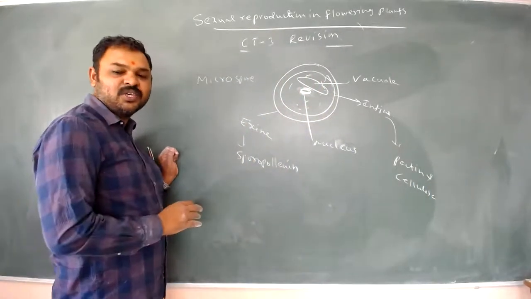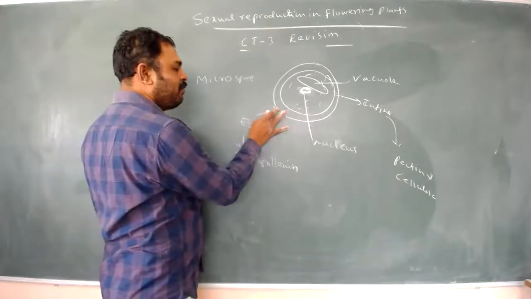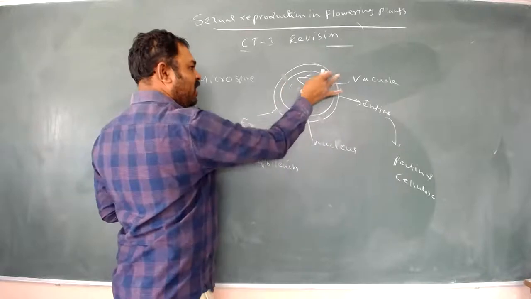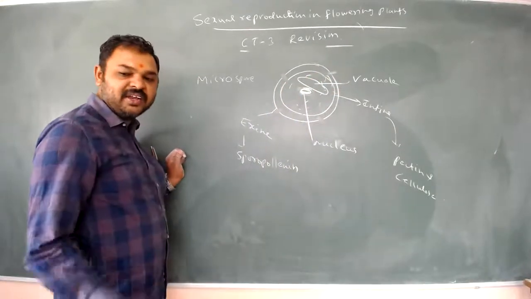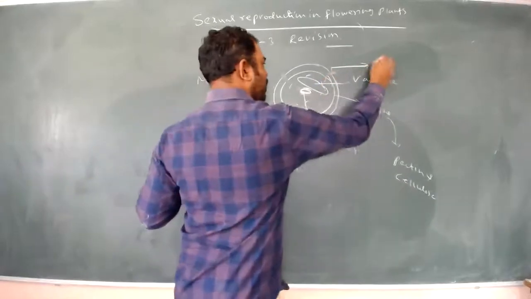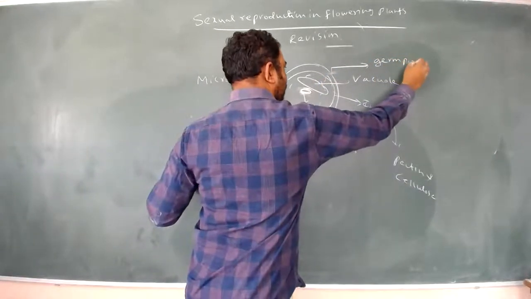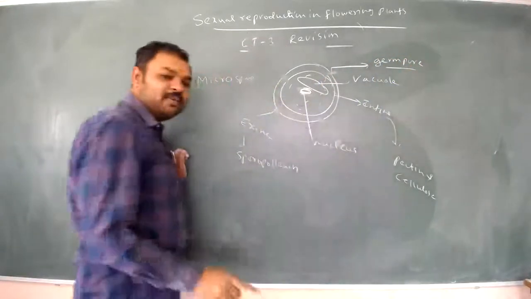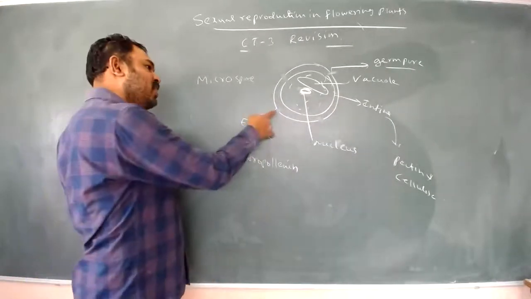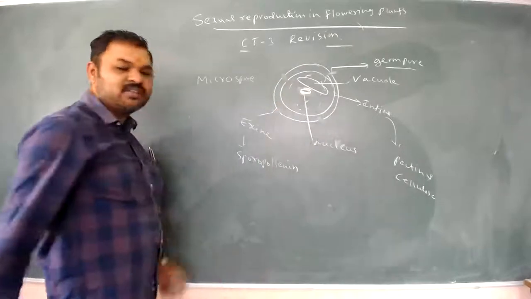The exine is not continuous. It leaves some apertures. Apertures are there in the exine. It is not continuous; it leaves gaps. These gaps are called germ pores. What are germ pores? A gap left by the exine is called a germ pore. An aperture occurring on the exine is called a germ pore.